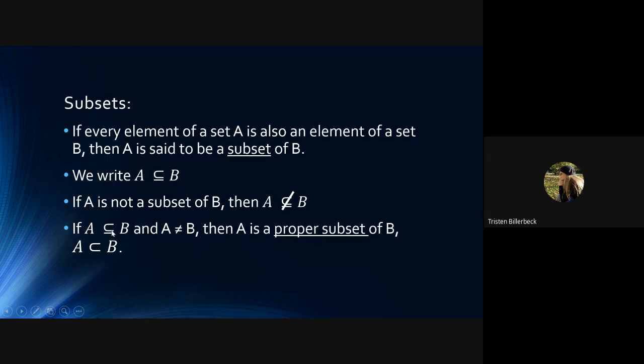Okay, if A is a subset of B and A does not equal B, then A is a proper subset of B. So we would write A is a proper subset of B. That means A has a lot of the elements of B, but not all the elements of B. When A is not a proper subset of B, we write it with a slash. Don't forget the slash.